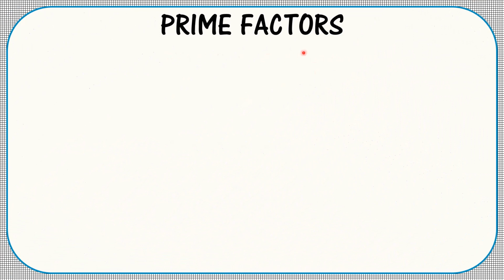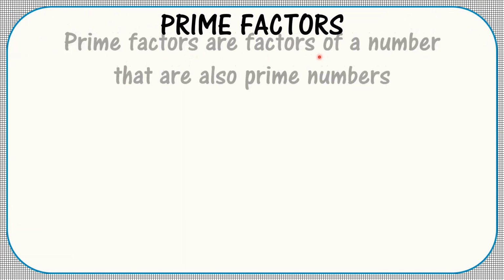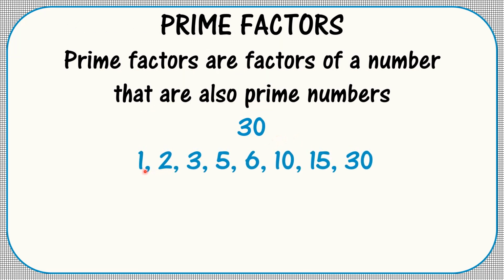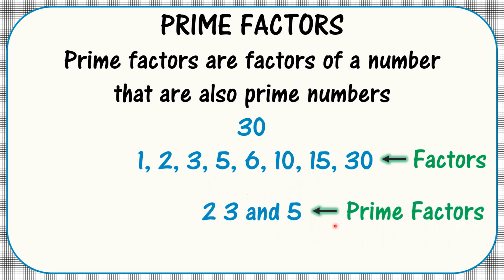So now that we know what prime numbers are, let's go through prime factors. Prime factors are factors of a number that are also prime numbers. So let's look at the number 30. The factors of 30 are 1, 2, 3, 5, 6, 10, 15 and 30. The numbers 2, 3 and 5 are all prime numbers, and we will say that these are the prime factors of the number 30.